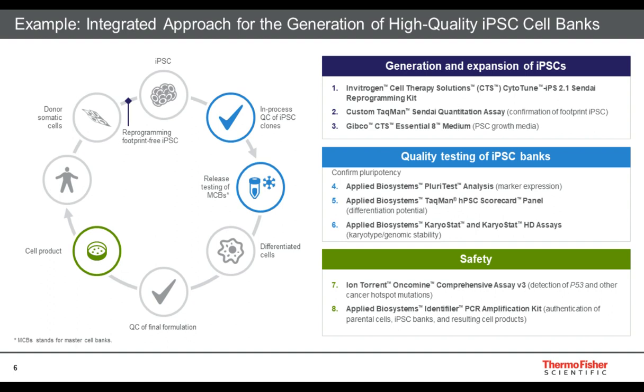So here's an example of an integrated approach for how you might be generating your iPSC cell banks. The first thing that you do is you usually have a donor, and you take some sort of somatic cell from them, and you'll be reprogramming them into iPSCs. Once they're reprogrammed, we generally talk about doing quality testing of the iPSCs so that you can save yourself a lot of time, energy, and effort downstream.